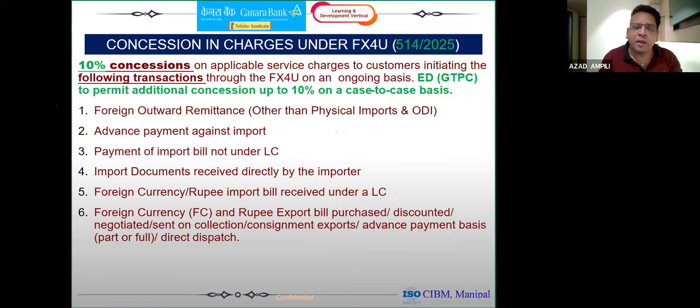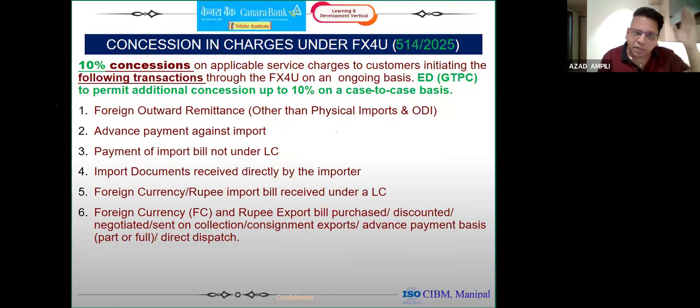Concession in charges under FX for you, 514/2025. See, earlier, if any customer was doing a transaction through FX for you, we used to have 20% concession. Now, 10% concession on applicable service charges to customers initiating the following transactions on the FX for you on an ongoing basis.